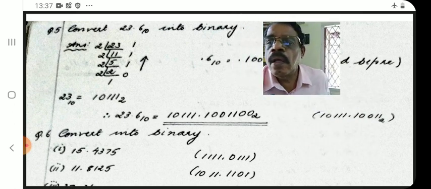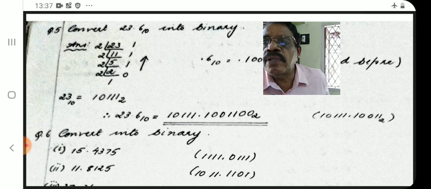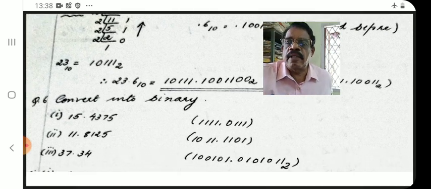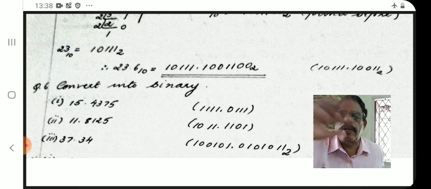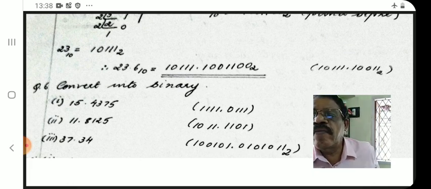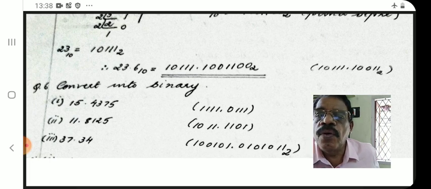Now next question, similar problems, which are given as homework. You can do it. Convert 15.4375 into binary. The answer is, 15 is 1111, you know. 1111.4375, that also we have calculated. The answer for the fraction is 0.0111, written on the right side.